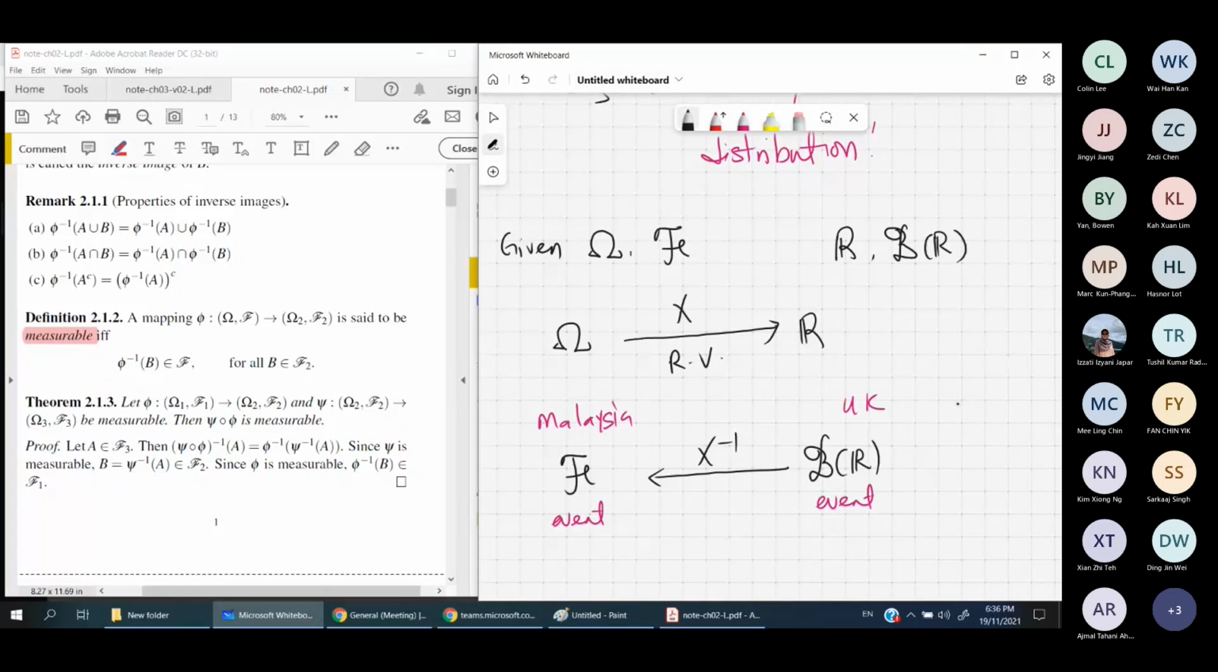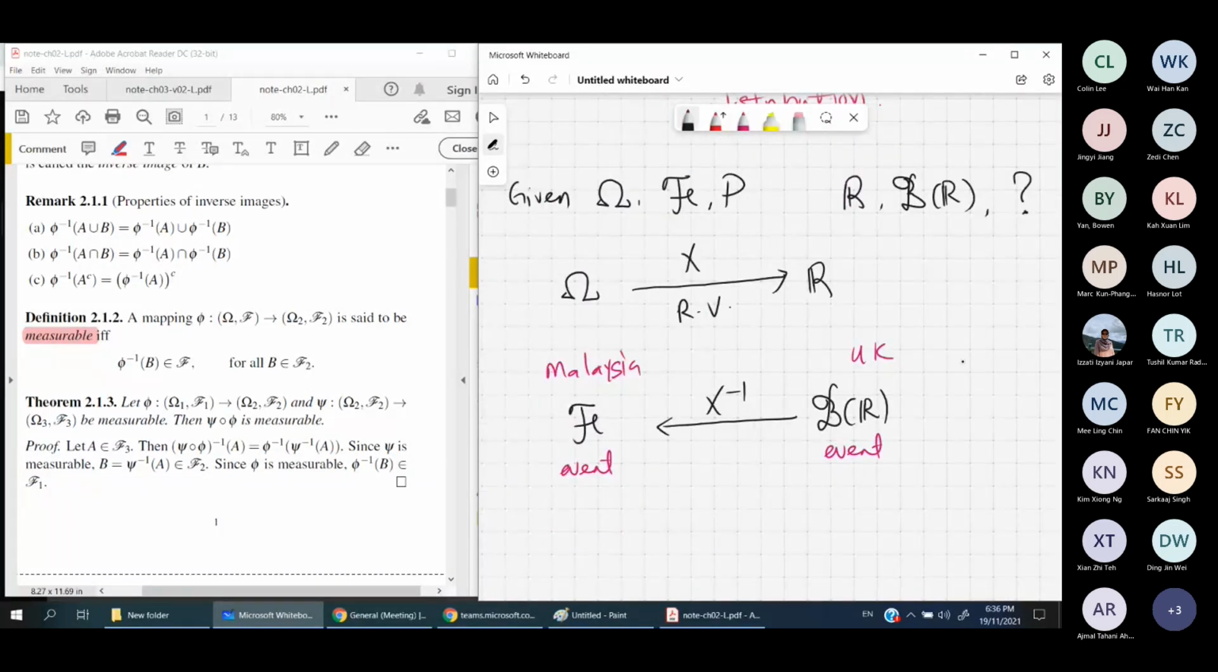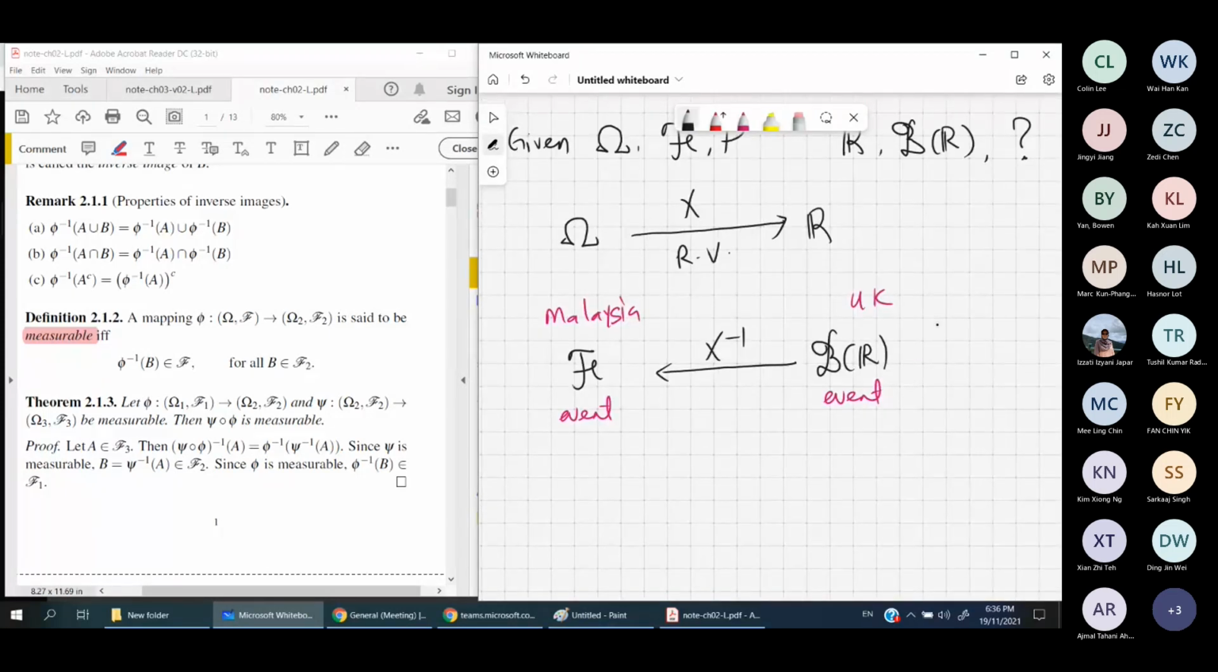Now, supposing we have a sample space with a sigma field, and let's say we already know we have a probability measure over here. So this is a probability space. Here, we do not have a probability over here. So how are we going to define it? We're going to use this process to construct this probability. This one goes back here, and the probability measure, we know, is defined on here.